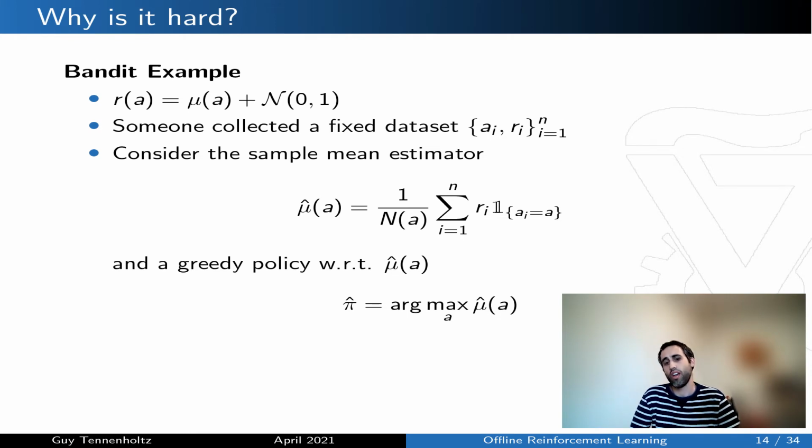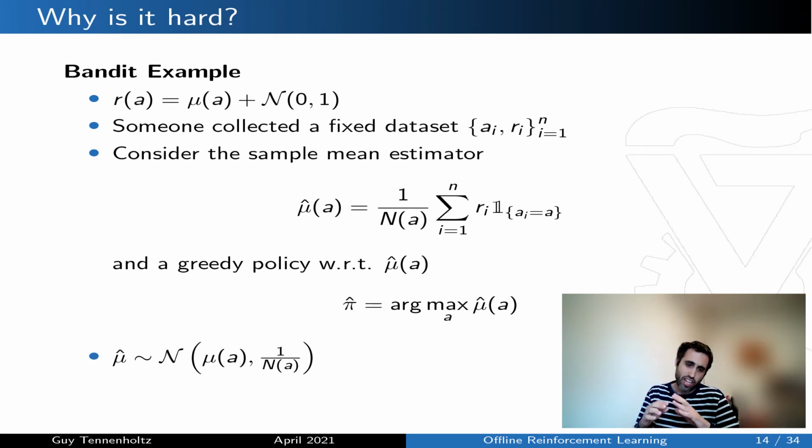Mu hat. Then having this sample mean, instead of having an estimate for the means of every action, we could take a greedy policy, and the greedy policy would take the action that gives the highest sample mean, and that will be our policy. I'd like to note that these sample means are also normally distributed with mean mu, they're unbiased, and a variance that goes like 1 over n. We'll see why this is important later on.